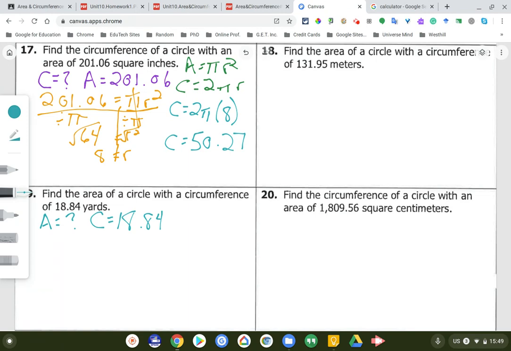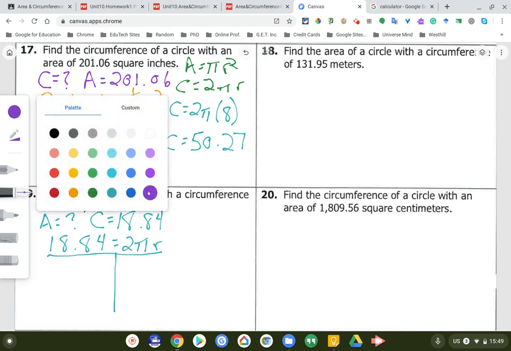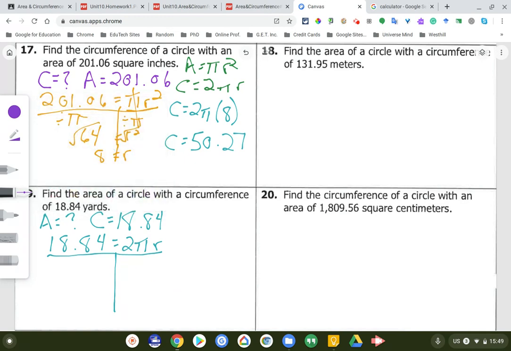So here we go. Let's put it into the circumference formula first because we're going to have to find the r. So 18.84 equals 2 pi r. Okay, trying to find r. Let's divide here. Let's go back to purple. We're going to divide by 2 pi. Divide by 2 pi. Okay, that cancels out, and this r comes down here.